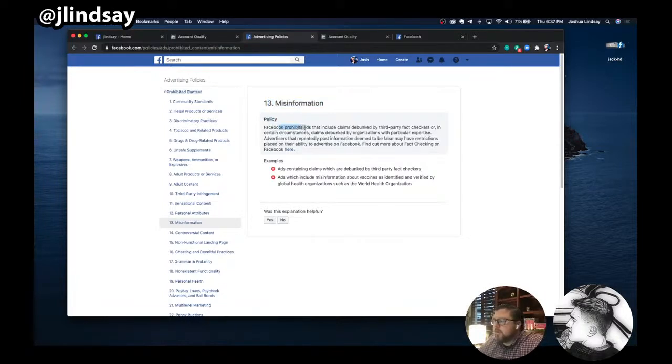Policy. Facebook prohibits ads that include claims debunked by third-party fact checkers or, in certain circumstances, claims debunked by organizations with particular expertise. Advertisers that repeatedly post information deemed to be false may have restrictions placed on their ability to advertise on Facebook. Find out more about fact-checking on Facebook here. Examples would be ads containing claims which are debunked by third-party fact checkers, ads which include misinformation about vaccines as identified and verified by global health organizations such as the World Health Organization, the WHO.